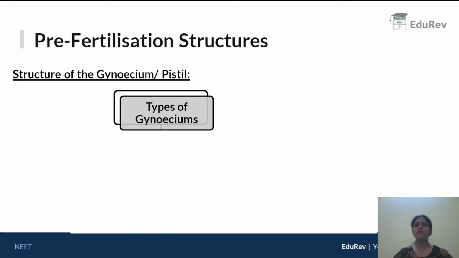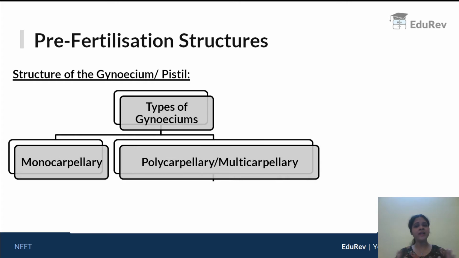Now you have a variety of gynoeciums basically depending on the number of pistils that it contains or the number of carpels that it contains. Now we can divide it into two: monocarpellary, indicating the presence of just one carpel or rather one pistil, and polycarpellary or multicarpellary, indicating the presence of multiple pistils, many pistils.